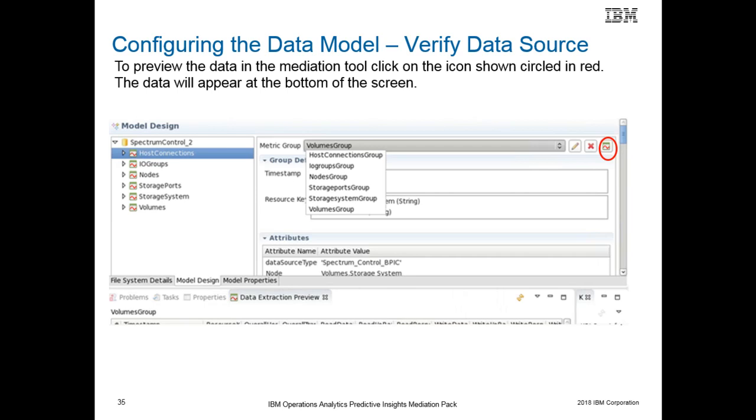After the data source has been configured, you must verify that the Spectrum Control metric groups are appearing. To do this, select any metric group and click on the red circled icon shown in the slide.